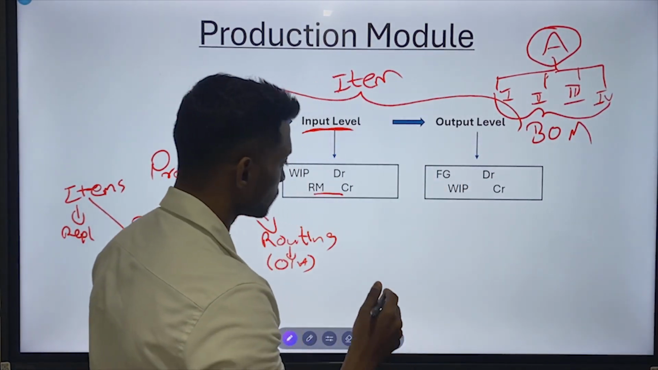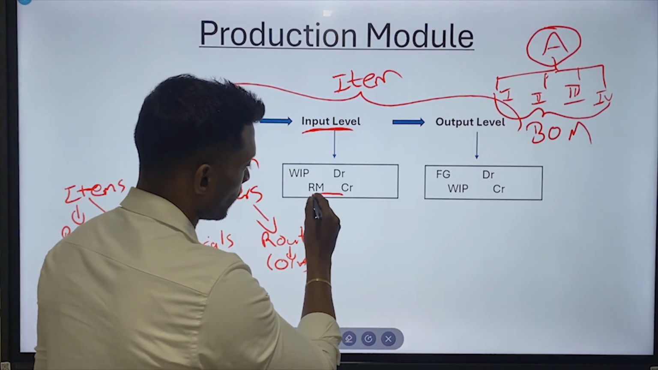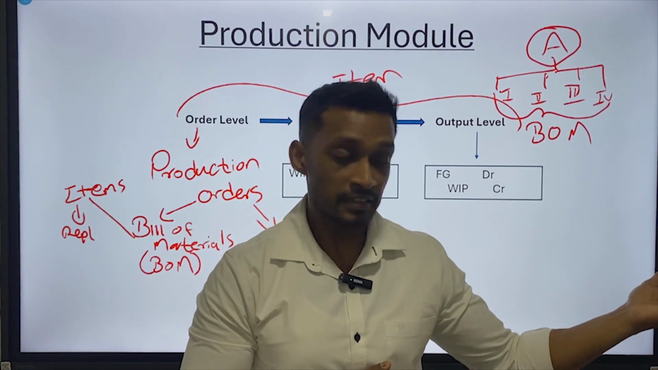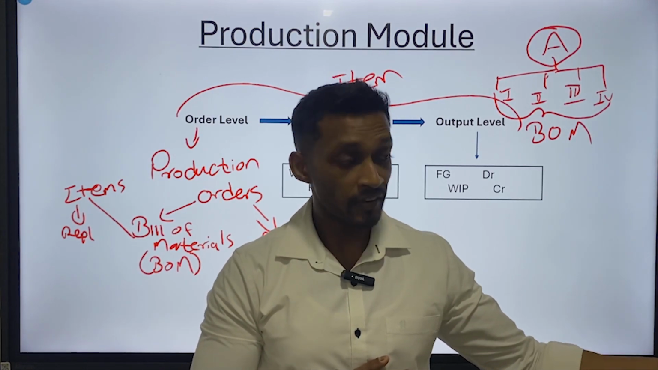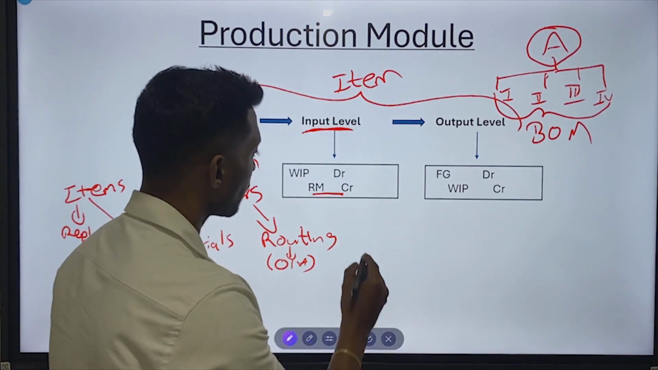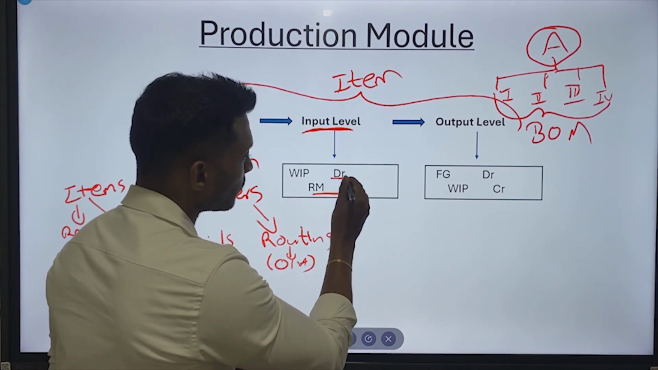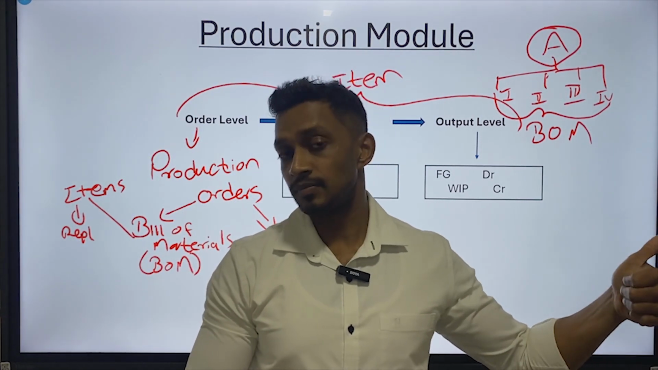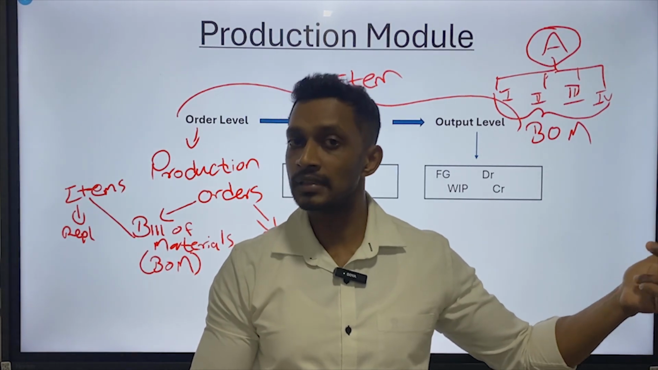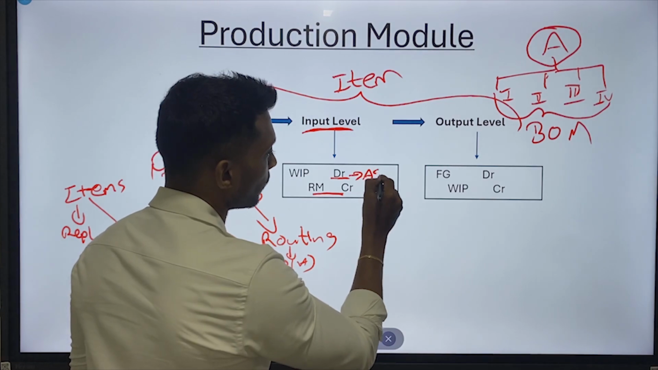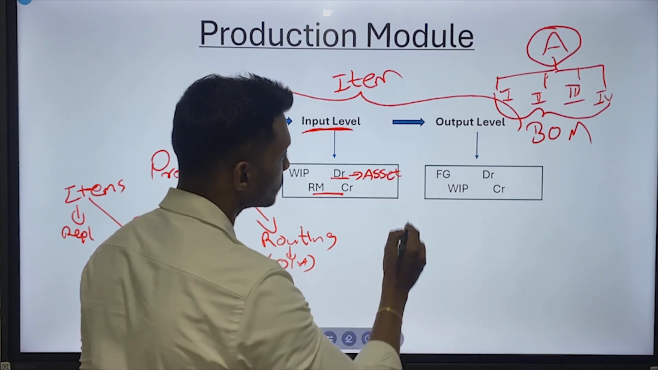Once you start to consume this raw material, you have to credit the raw material account, because raw material is an asset. Asset you have to reduce, and asset reduce means you have to record on the credit side. And the WIP account, debit. What is this WIP account? It means work in progress. Is this an asset or liability account? This is also an asset account. Then we have to record this value on the debit side.